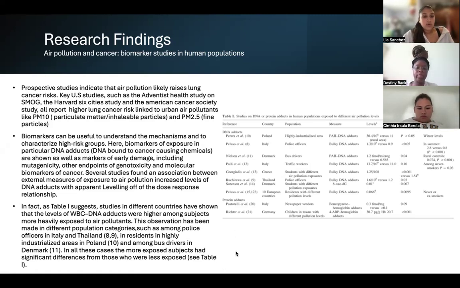In fact, as Table 1 suggests, studies in different countries have shown that levels of white blood cell DNA adducts were higher among subjects more heavily exposed to air pollutants. This observation has been made in different population categories, such as among police officers in Italy and Thailand, in residents in highly industrialized areas in Poland, and among bus drivers in Denmark. In all of these cases, the more exposed subjects had significant differences from those who were less exposed.